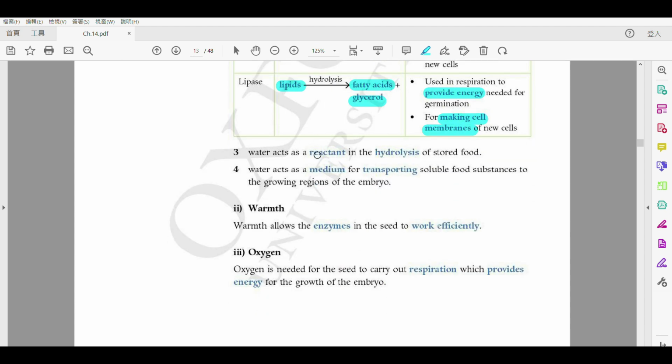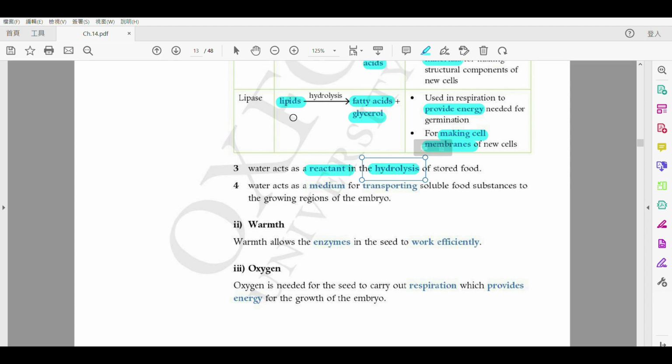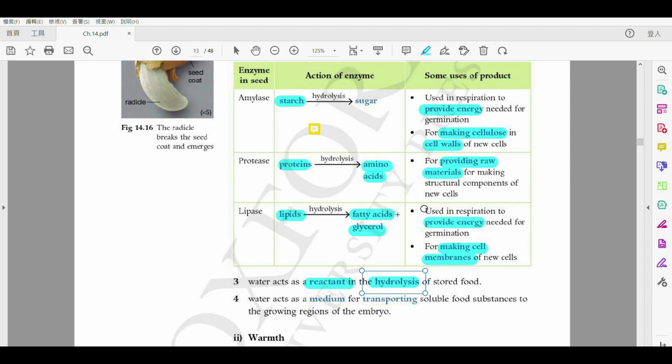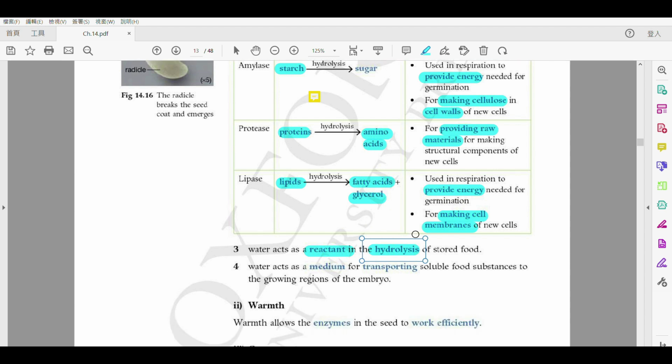And then number 3, it is a reactant. Okay, like in hydrolysis, it is a reactant. So each of these above reactions, you need water to react with the lipid, and then it will hydrolyze, and then it will form these products. All right. And then the last one, it is also a medium for transporting.